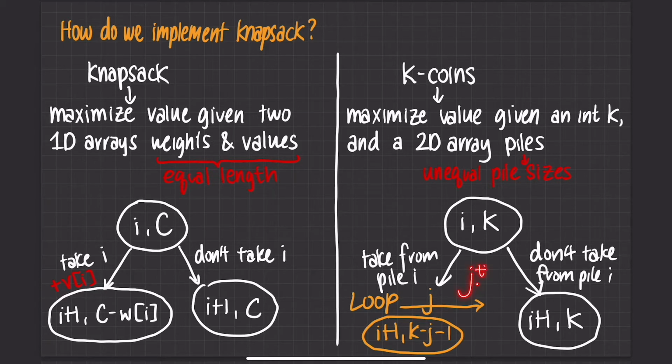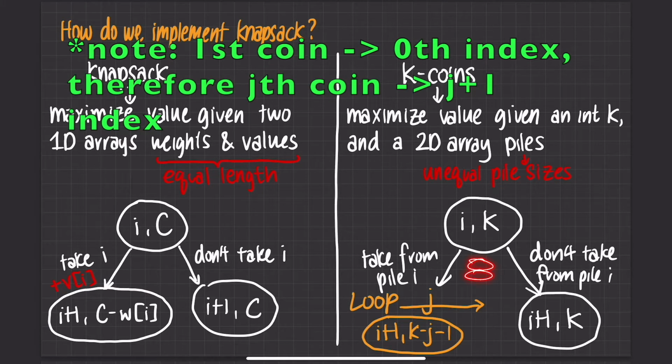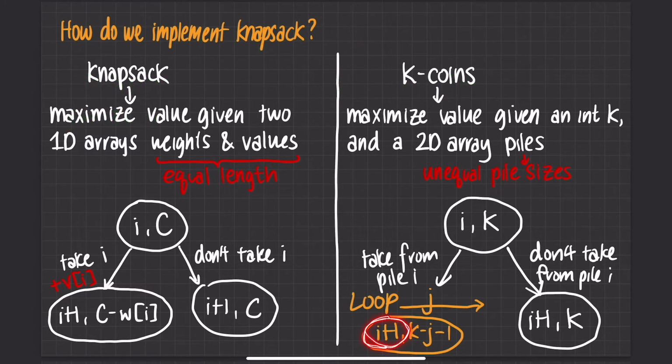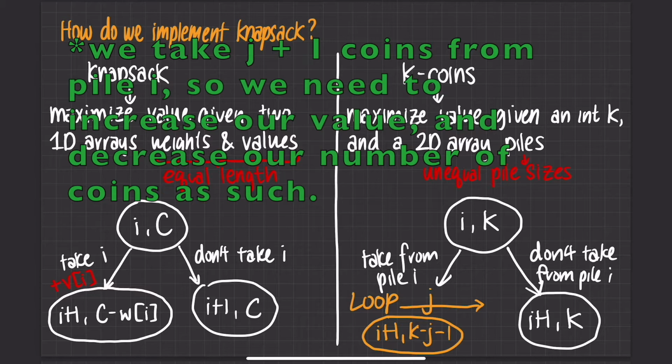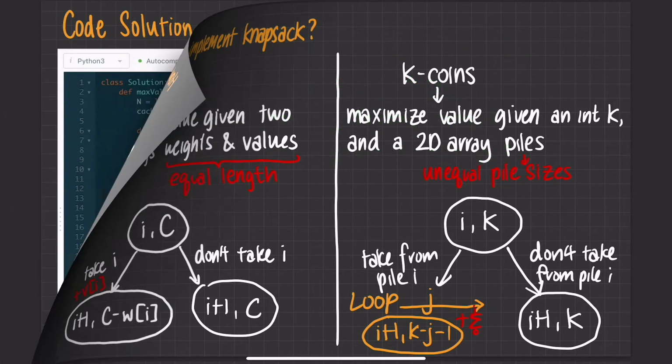We are at some jth coin. What this means is that so far we've taken J plus 1 coins from the top of pile I, moving on to the next pile I plus 1, and K minus J minus 1, meaning K take away how many coins we have already taken from our pile, which would be J plus 1. So K minus bracket J plus 1 is K minus J minus 1. And we need to add the sum of all the coins from 0 till J so far.